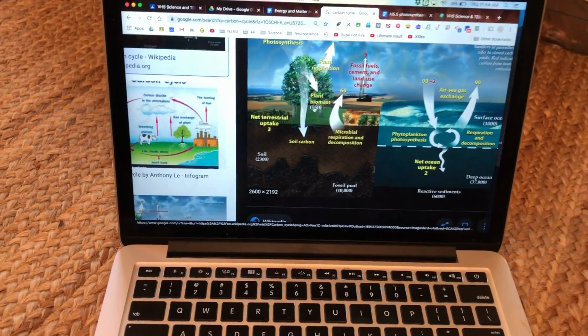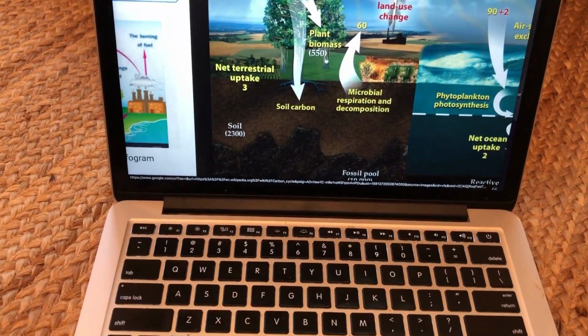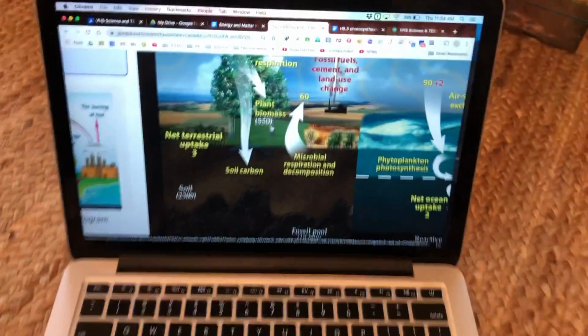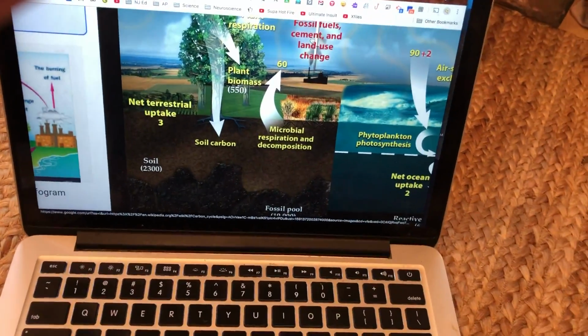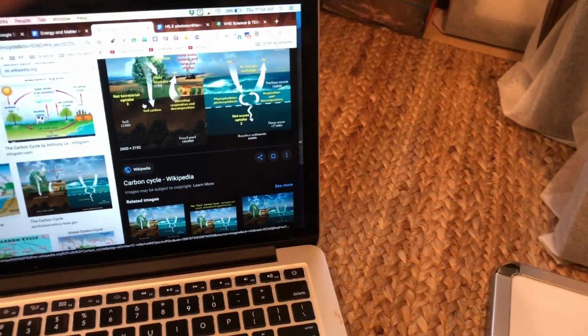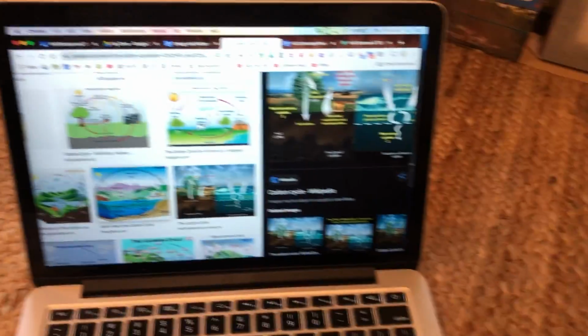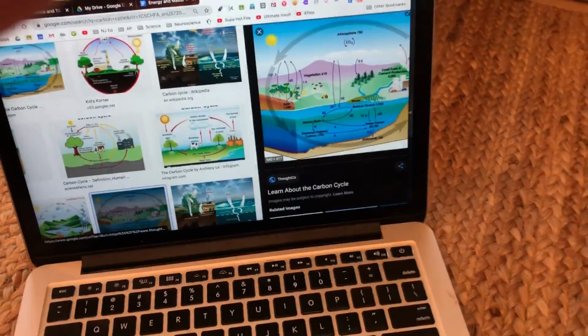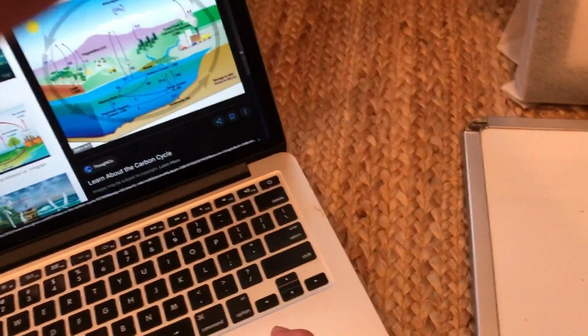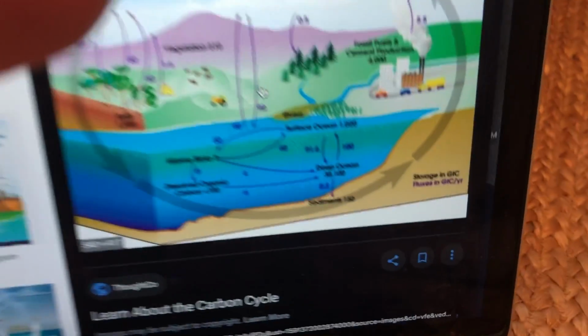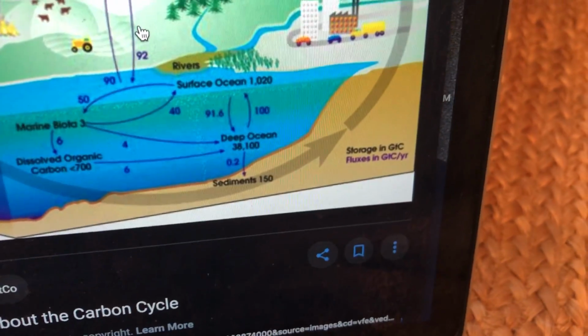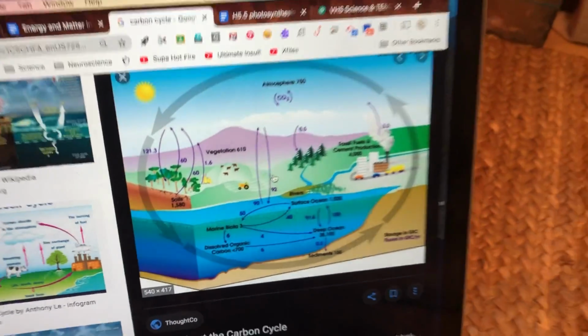You can see how much biomass, in gigatons usually is the unit, is in these different places, and some of these will actually label sinks and fluxes. Like this one says storage and fluxes. So let me just explain what that means.